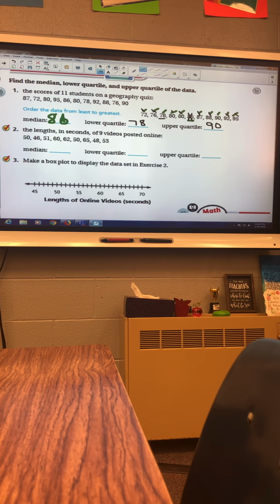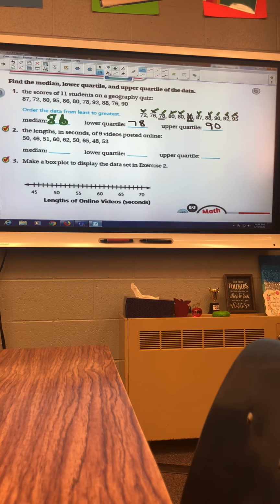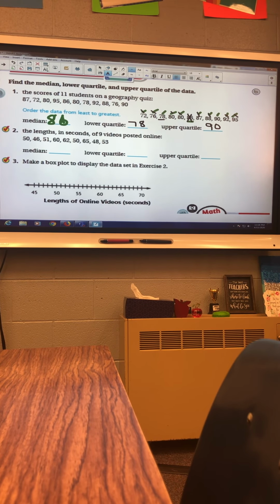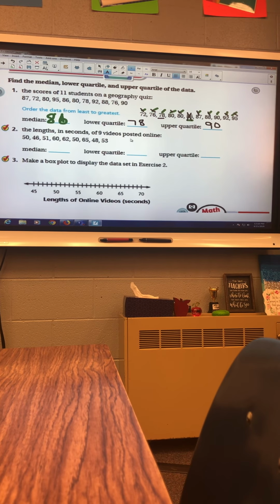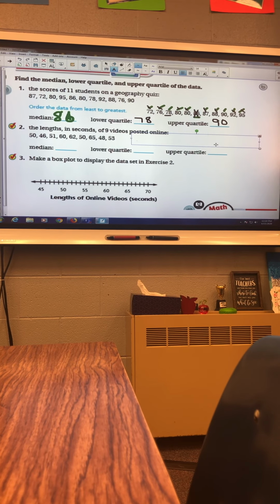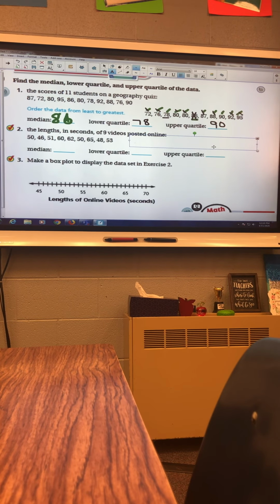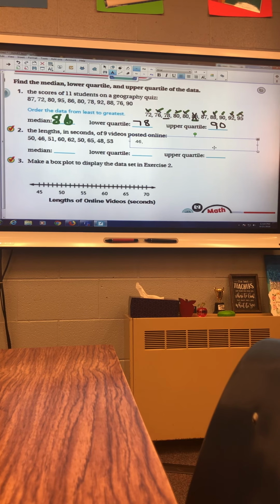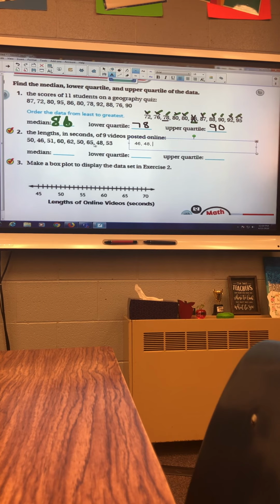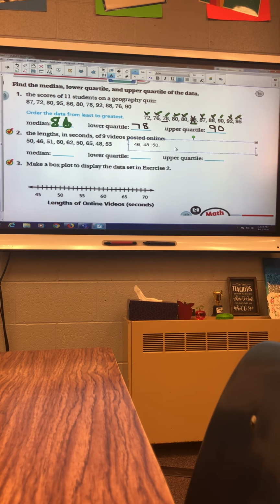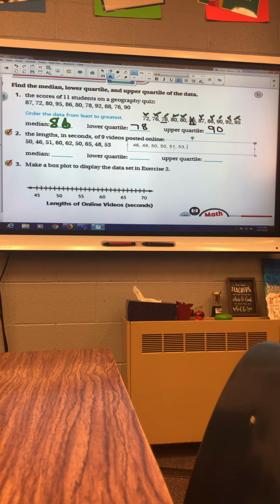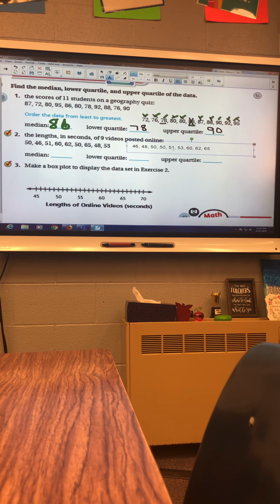And then on number 2, they were not nice enough to put it in order for us. So I'm going to list those in order. I should have done it before, but I didn't. I'm going to type them to make it a little bit easier. So the least value looks to be 46. Then 48. Then we have 46, 48. I can go on to 50s. So I have 2 50s. I have a 51. I have a 53, I have a 60, a 62, and a 65.